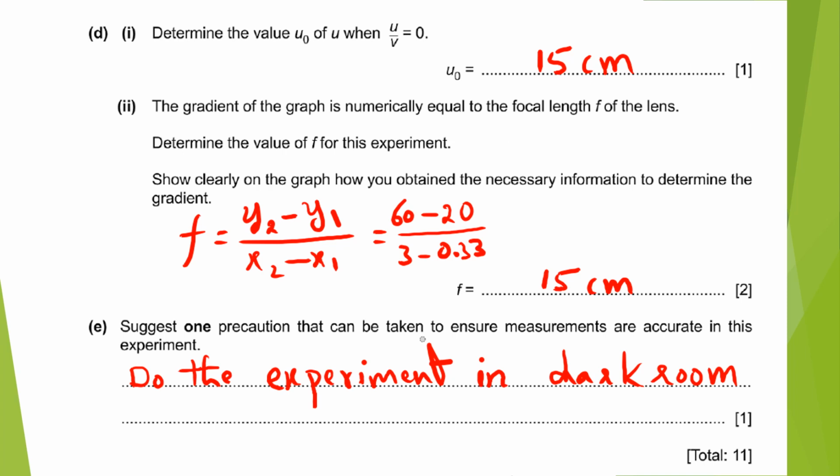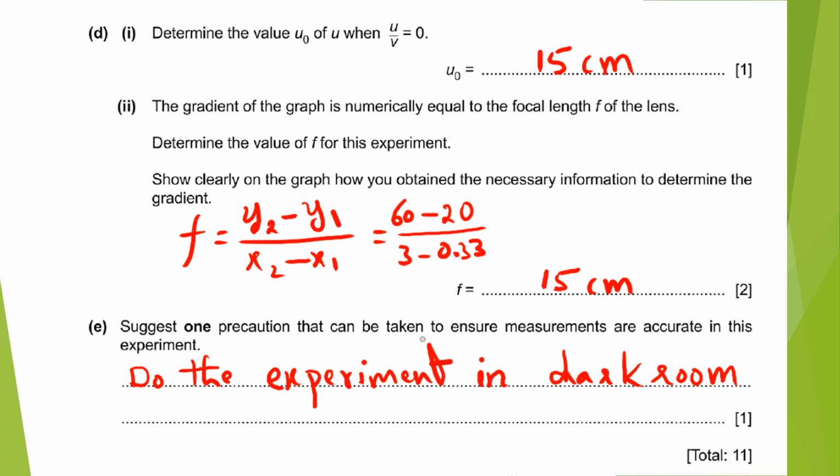So the information is clear. Focal length is equal to gradient. We know the formula for gradient: y2 minus y1 upon x2 minus x1. Clearly, just substitute the highest value of the y-axis, 60 minus 20, and the x2 minus x1 values also. If you substitute correctly, it is the focal length, with the unit you have to write.